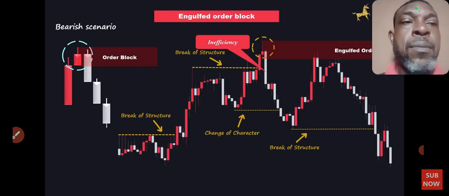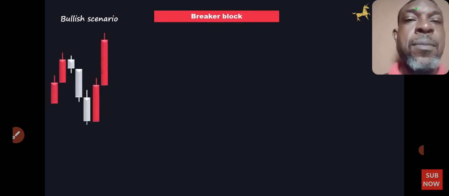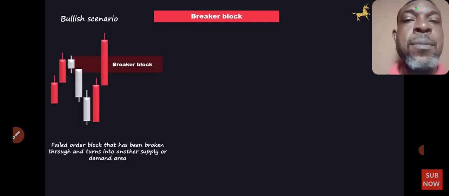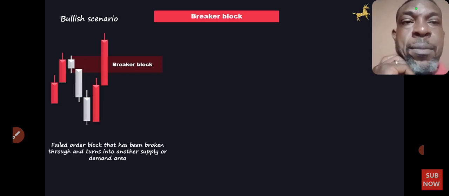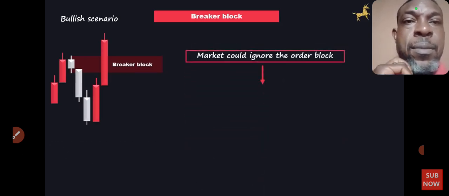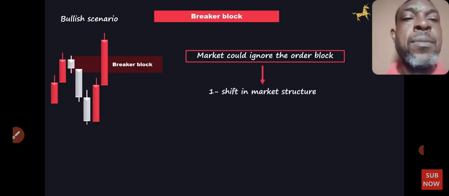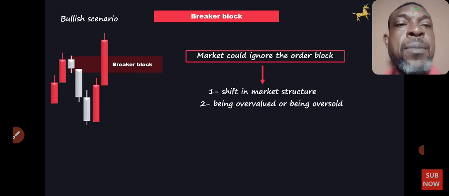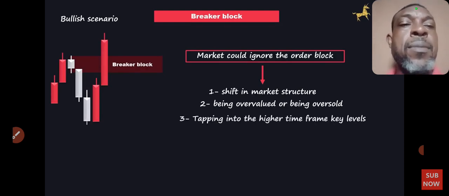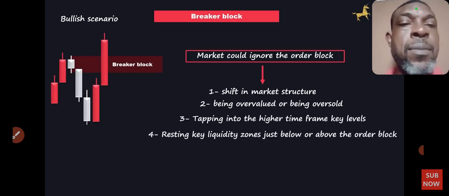Let's see the next order block type, breaker block. Breaker block is a failed order block that has been broken through and turned into another supply or demand area on the chart. As you know, guys, market could ignore the order block supply and demand for many reasons, including a shift in market structure, being overvalued or oversold, tapping into the higher time frame key levels, or resting key liquidity zones just below or above the order block.